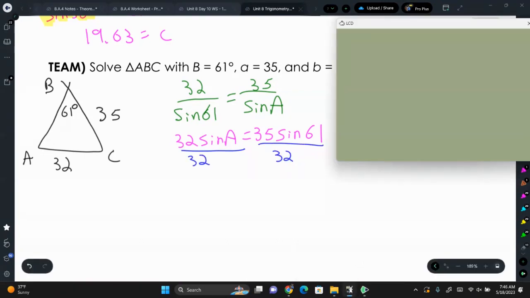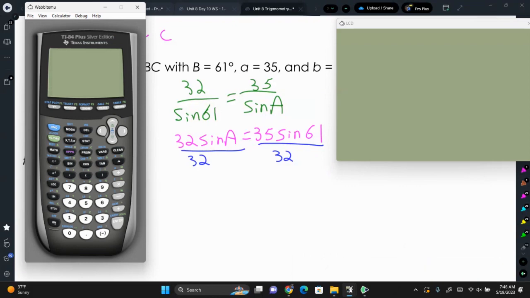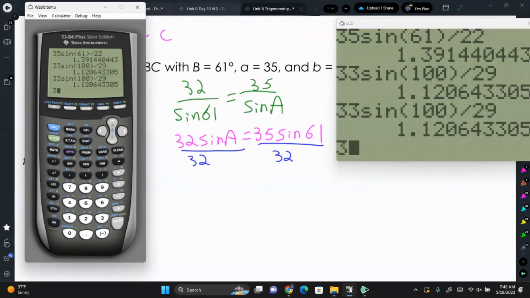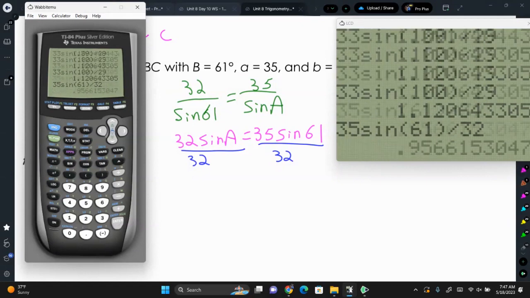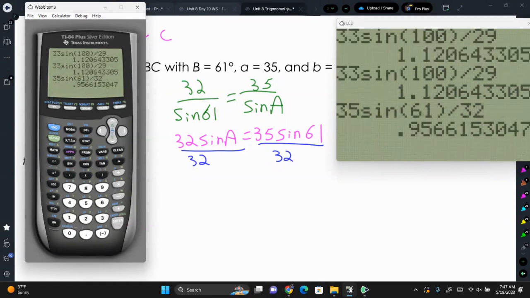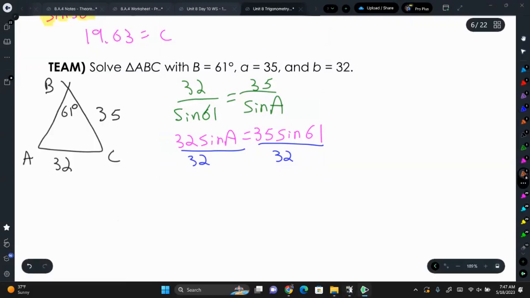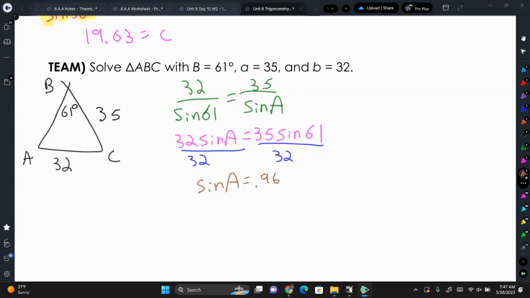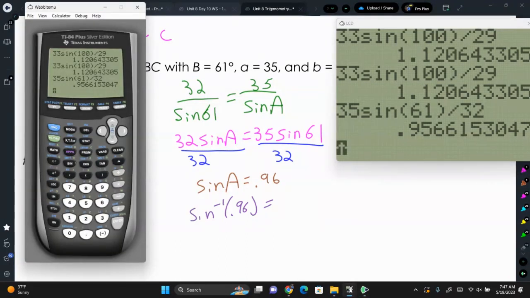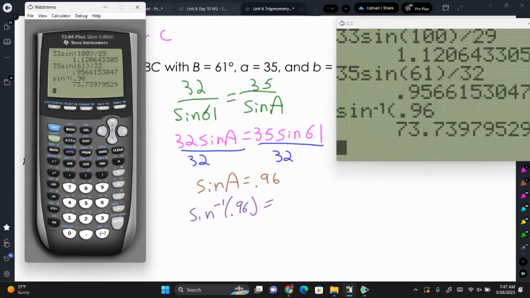So then in the calculator, 35 times sine of 61 divided by 32, we get 0.956, so 0.96. So the sine of A is equal to 0.96. So then we're going to do the inverse sine of 0.96. And we get 73.7 degrees, so we're going to say 74.